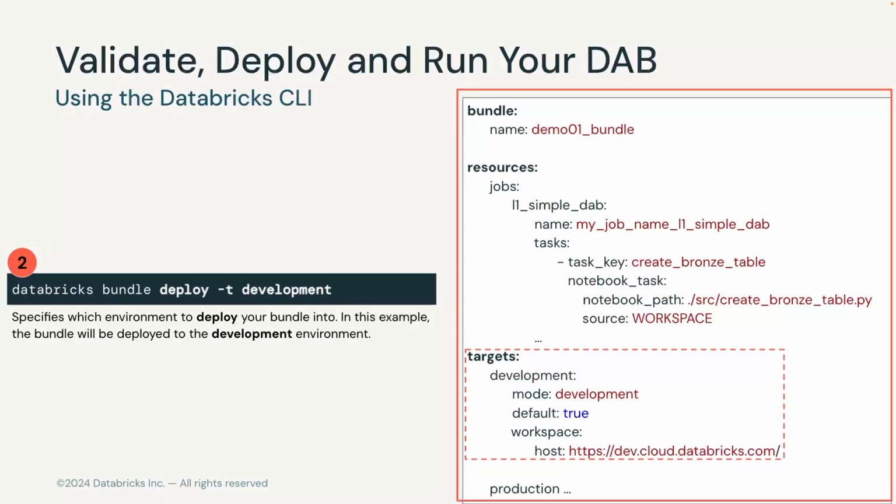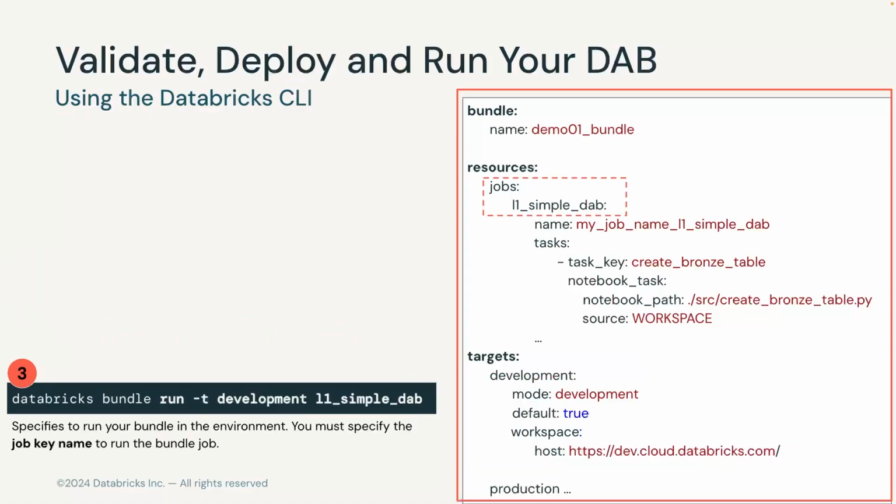To do this, use the Databricks bundle deploy command, the -t flag for target, and specify the environment you want to deploy to. In this example, we will deploy to the development environment. By default, development is set as the default target, so if you don't specify where to deploy, it will go to development. However, it's best practice to be explicit.